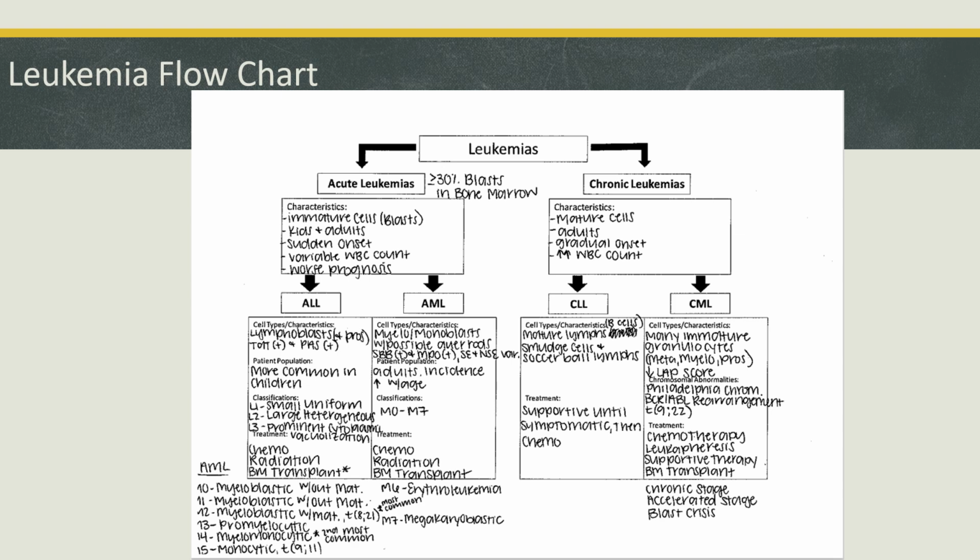So let's talk a little bit about ALL. Some of the cell types that we're going to see and the characteristics of ALL are primarily lymphoblasts and some prolymphocytes. We are going to look at our cytochemical stains. Our TDT is going to be positive, because remember that stains positive on our lymphocytic leukemias, and then our PAS is also going to be positive.